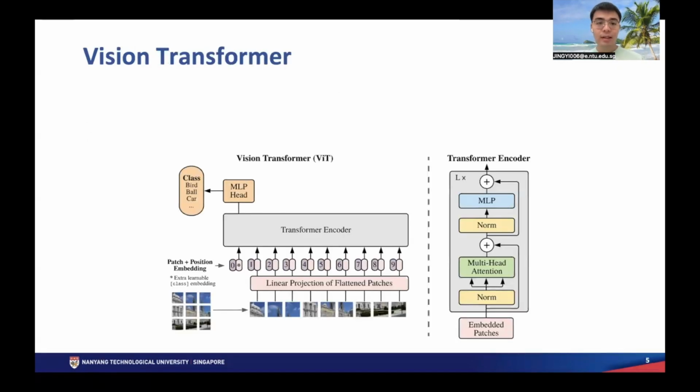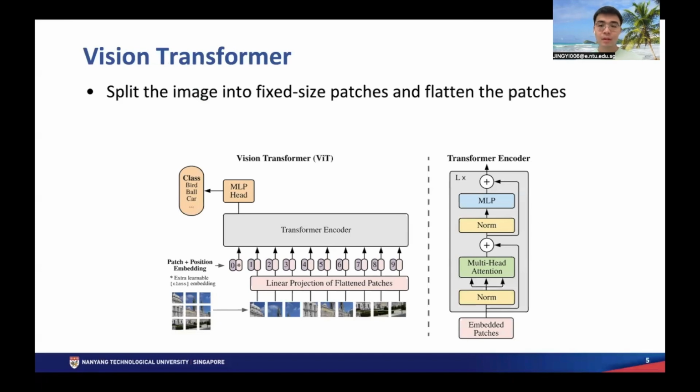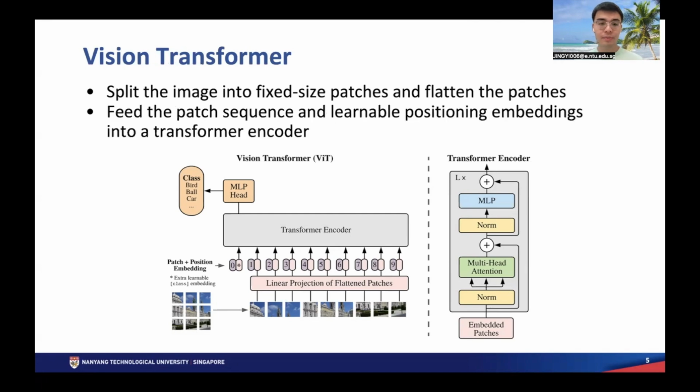Now I'll talk in detail about the vision transformer model. This diagram here illustrates the vision transformer architecture. We first split the image into fixed-size patches and flatten the patches. We then feed the patch sequence and learnable positional encodings into the transformer encoder to obtain the image embedding.